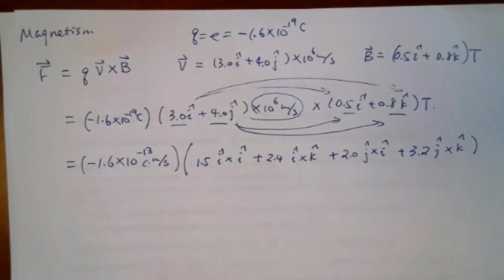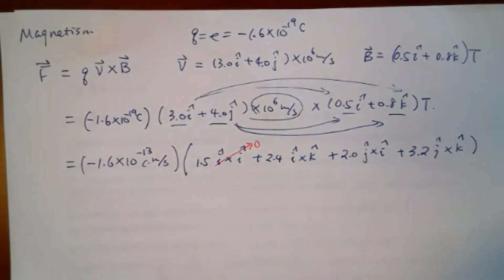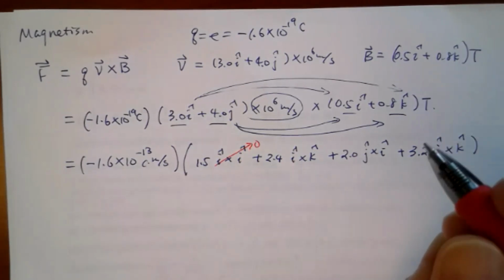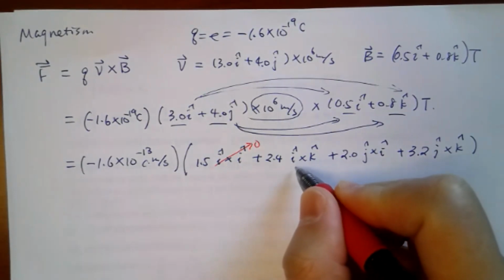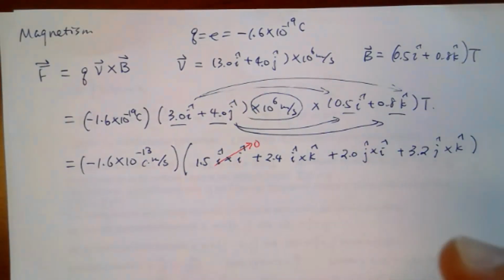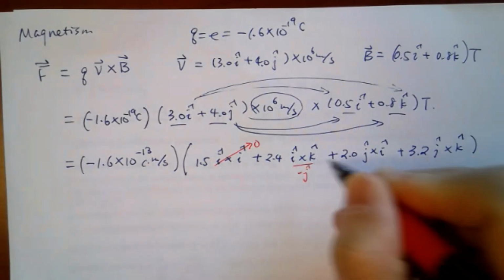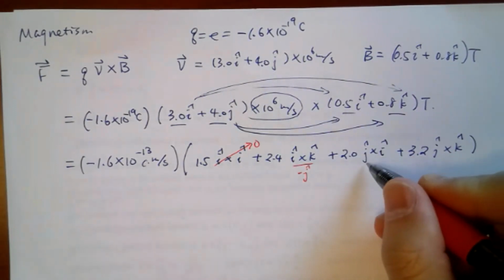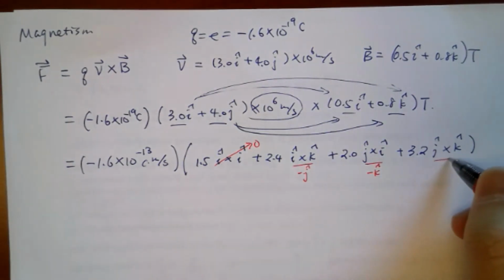For the cross product, if you have I cross I, that will give you 0, because I and I are in the same direction, so it's 1 times 1 times sine of 0 degrees, that is 0. I cross K will become minus J because K cross I is J, so if you flip the two, the sign becomes minus. So this is minus J. I cross J is K, so J cross I then will be minus K. J cross K will be I.